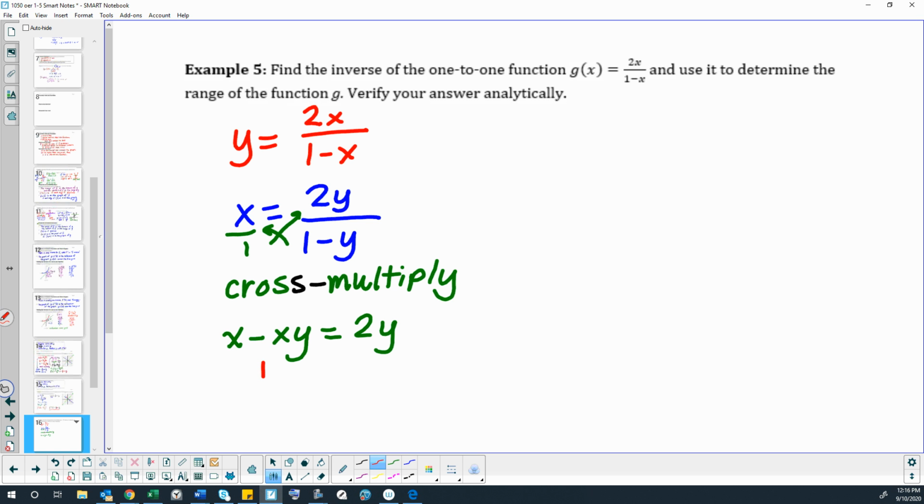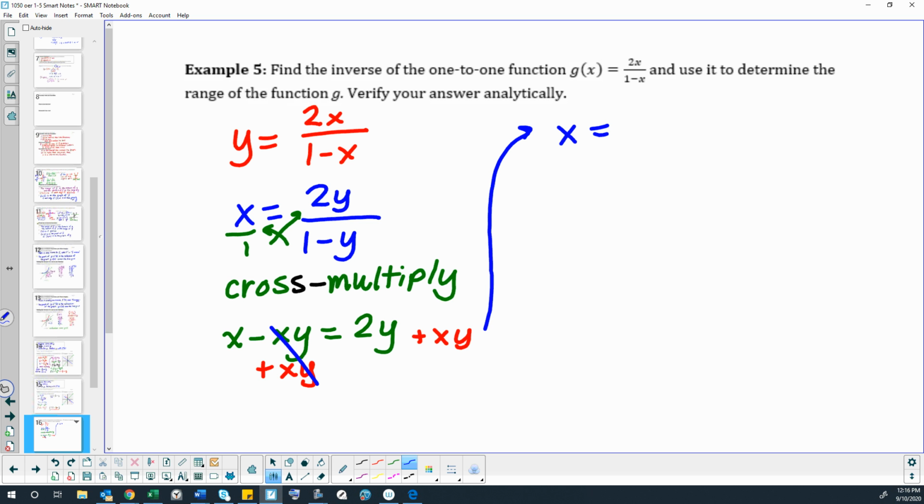So let's go ahead and add xy, start writing it too. Add xy to both sides. And of course, adding xy is not a like term, so we can't actually combine 2y and xy. They're just going to be two separate terms on the right side. And that takes it away from being on the left over here. I'm out of room, so we're going to come up here. Okay, so now I have x equals 2y plus xy.